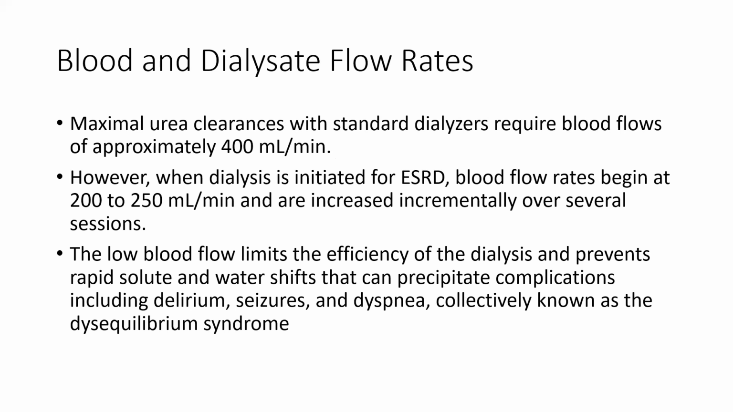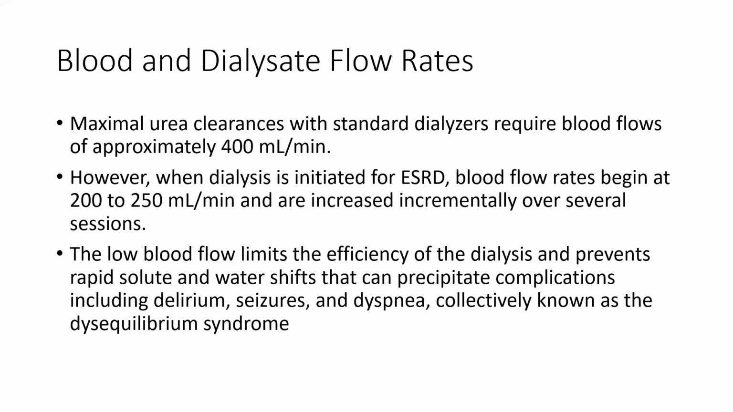Now, the blood and dialysate fluid. Maximum urea clearance with a standard dialyzer requires a blood flow of approximately 400 ml per minute. However, when dialysis is initiated for end-stage renal disease, the blood flow rate begins at 200 to 250 ml per minute and is increased incrementally over several sessions.